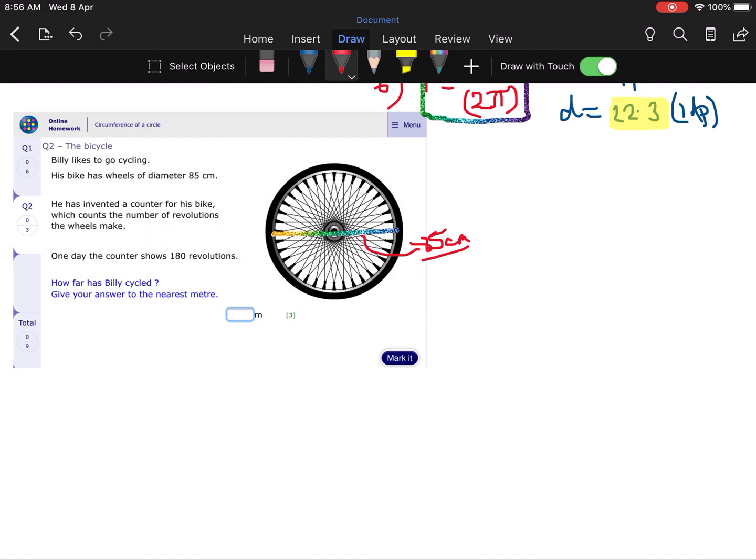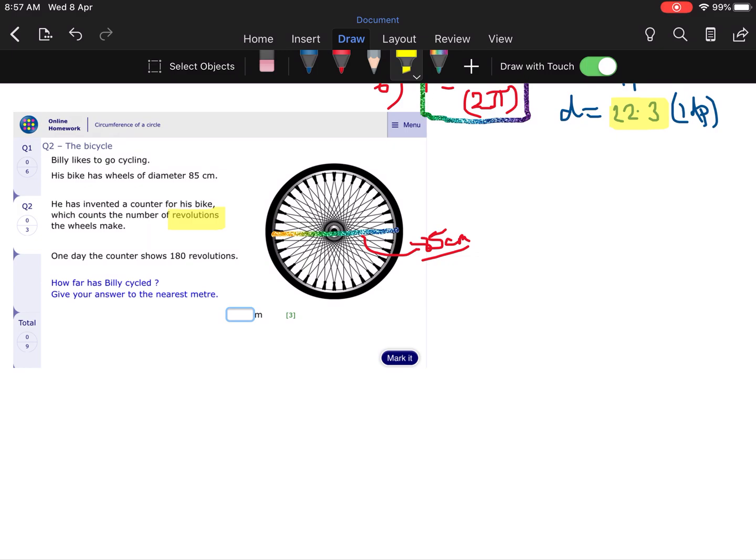So it says he has invented a counter. A counter is something that's going to count something for his bike, which counts the number of revolutions. Some of you might not know what a revolution is. A revolution means a full turn. So if you've got a bike and your wheel makes one full turn, that is 1 revolution.